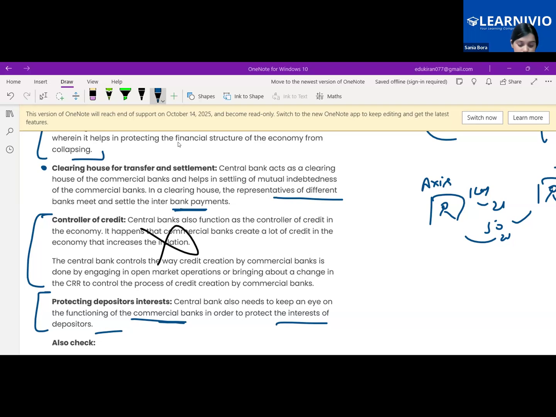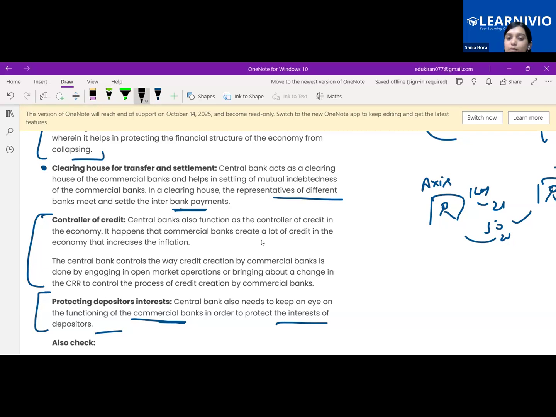Okay. So basically, now we will be saying there are some tools through which the central bank controls the credit, right? So we will understand that one by one. Now see, sometimes there would be inflation, like more people have more money and they might be using it, right? And some people would have less money, right? Accordingly. So this is called controller of credit. Central bank also functions as controller of credit in the economy.